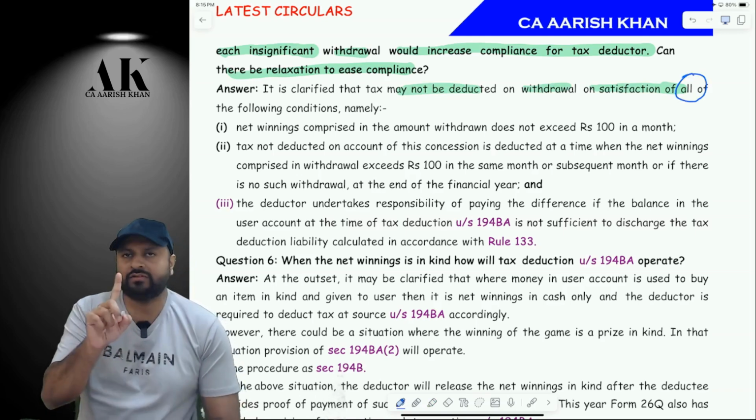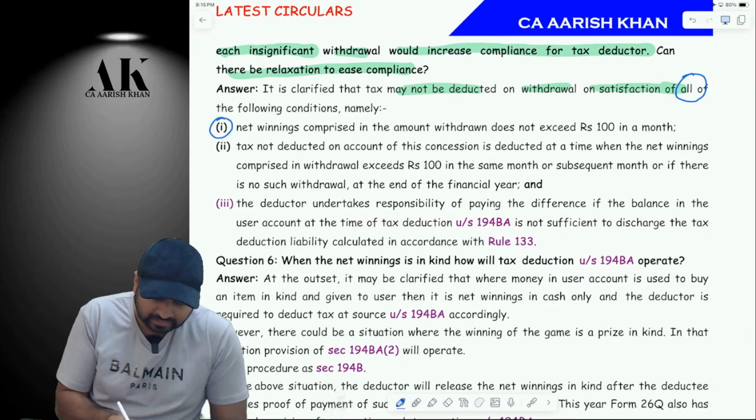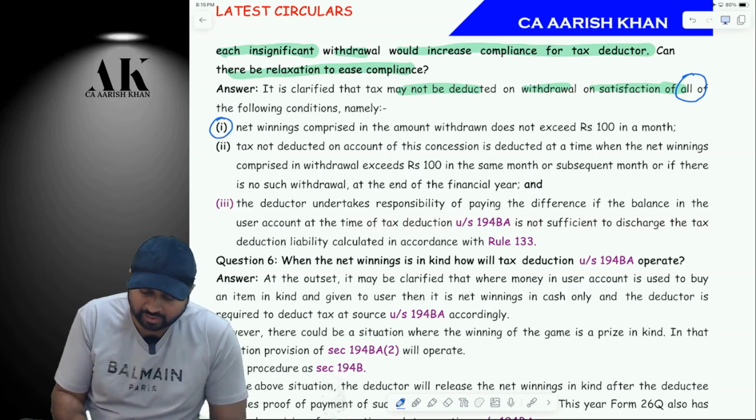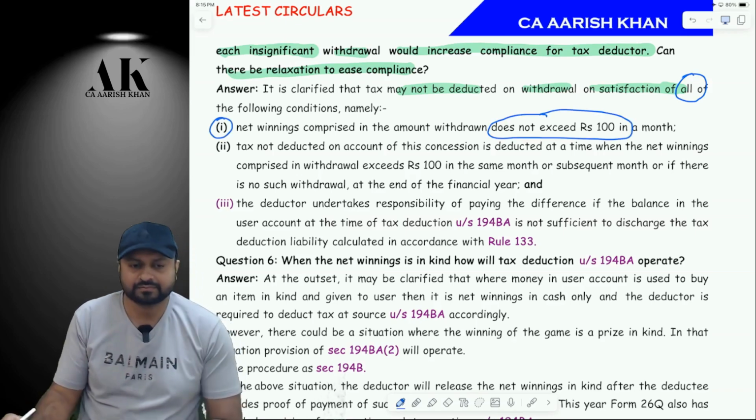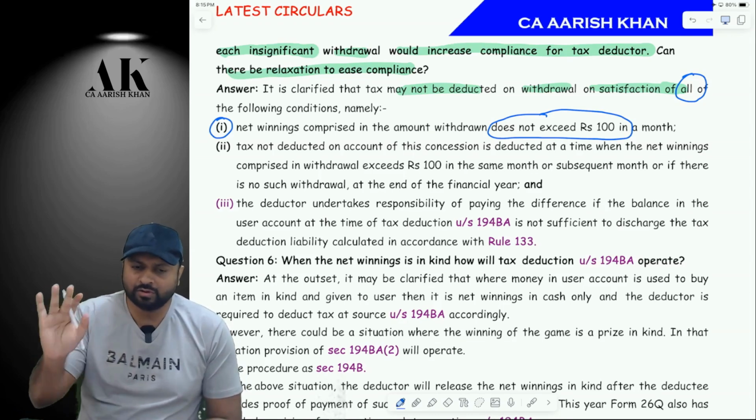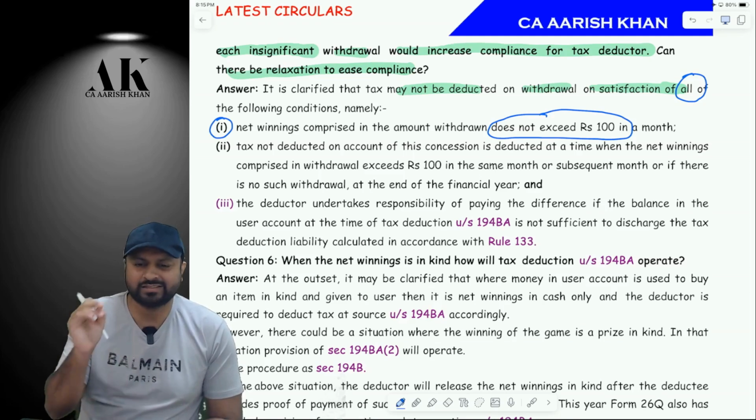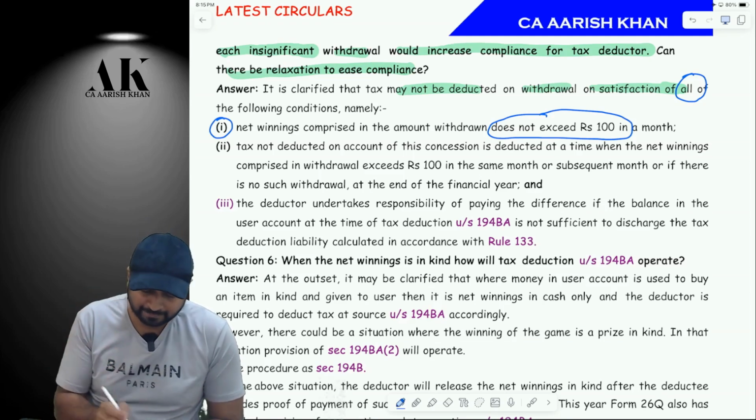You have to fulfill all the following conditions. First, the net winnings comprised in the amount withdrawn does not exceed how much? Please tell me. The net winnings is not more than 100 rupees. So, again, it's a hopeless amount, according to me.